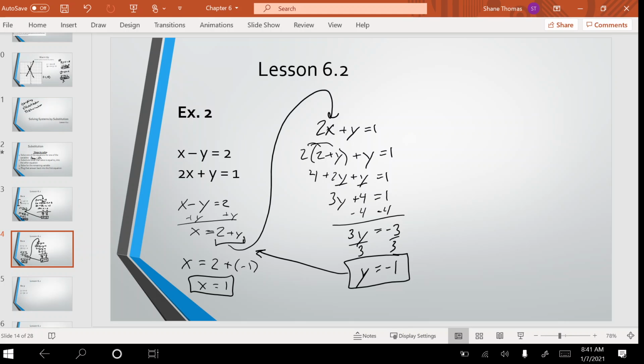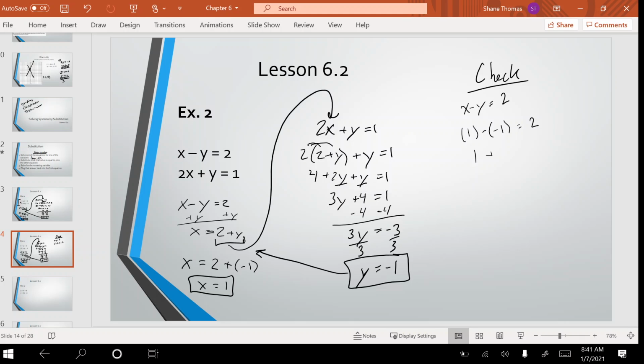Y equals negative 1. All right, so let's just check this one, just to make sure. Okay, that was the whole process of solving right there. Let's check it, just to make sure we did this right. So the first equation is x minus y equals 2. X is 1. Y is negative 1.